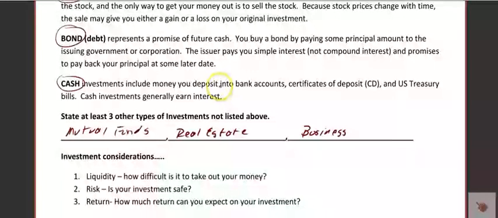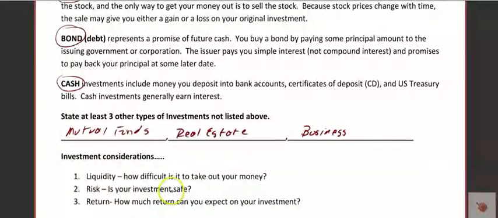So of the ones that we've mentioned above, how difficult would it be to take out your money of, let's say, a bank account? Very easy. It's really liquid. Just go in and get your money out. So those cash investments are pretty liquid. Stocks are pretty liquid. Just have to sell your stock and get your money out of it. Real estate, and maybe if you invest in a business, it's not so easy to get your money out of those.